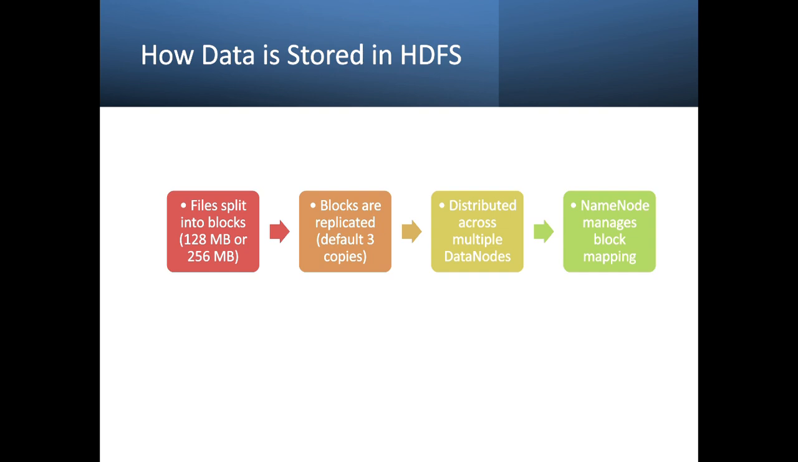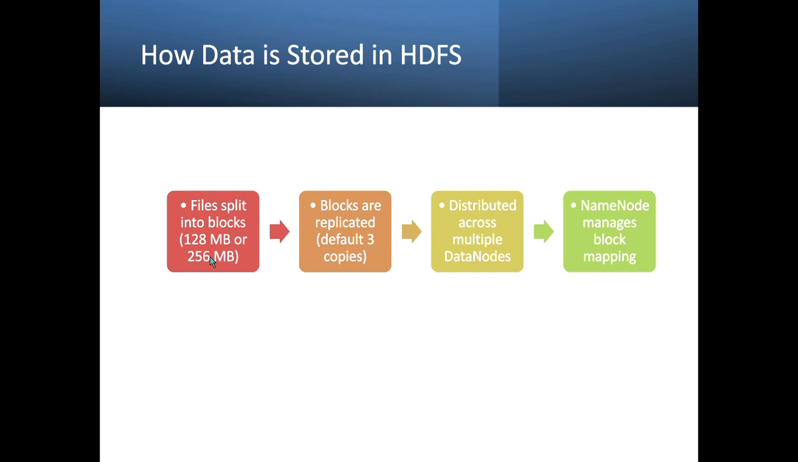Next is how the data is stored in HDFS. When a file is uploaded, HDFS splits it into blocks which are basically 128 megabytes or 256 megabytes in size. So first point to remember, files are split into blocks of 128 or 256 MB in size.